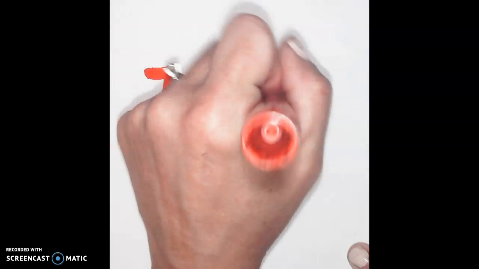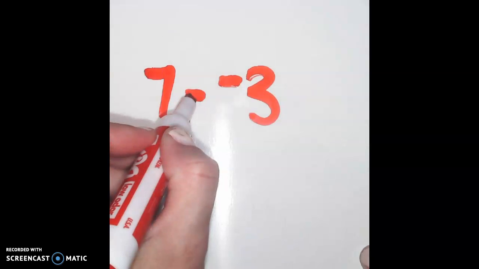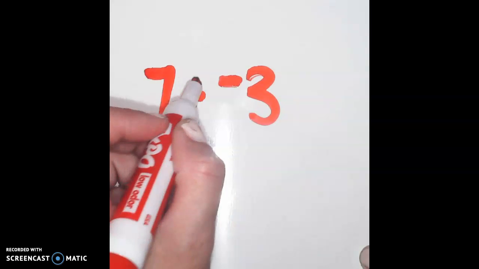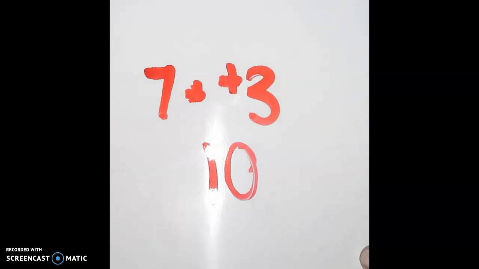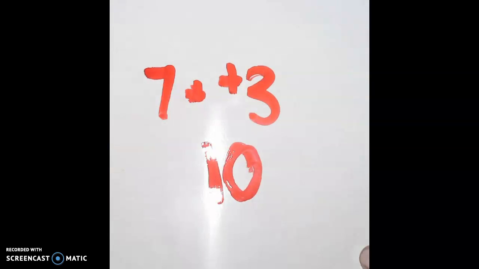Here, let's do another one. For subtracting, let's do 7 minus a negative 3. 7 minus negative 3. If I look at these two, if I have 7 and take away negative 3, this is going to cancel each other out, and this becomes a 10. So that's adding and subtracting integers.